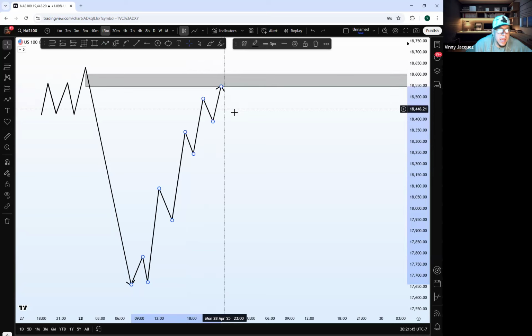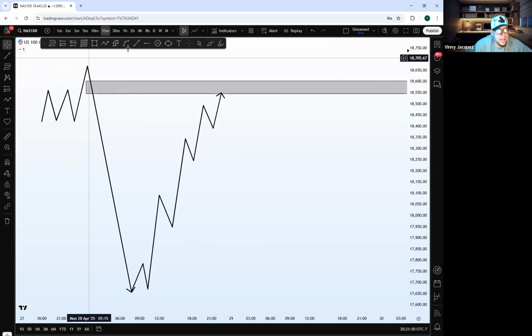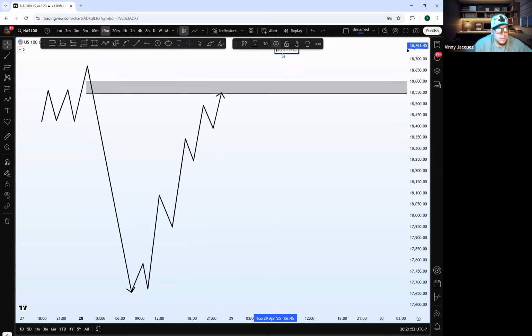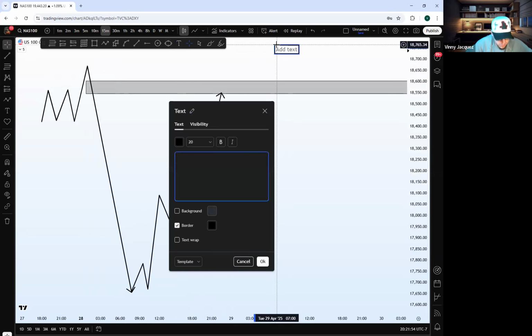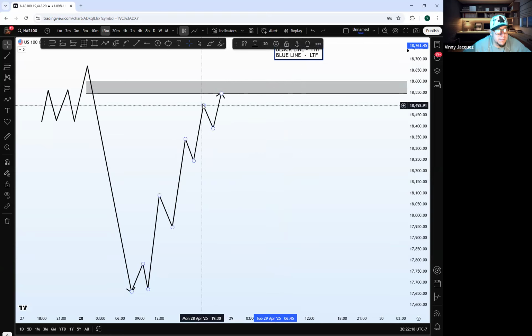guys, we always tend to drop straight down. Now, let's just look at this. The black line, I'm just going to draw this right here, is higher time frame. Blue line is lower time frame. Right? And this is where things get a bit tricky.